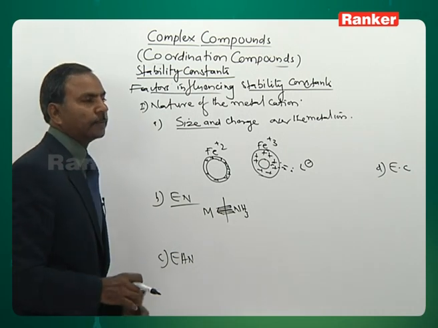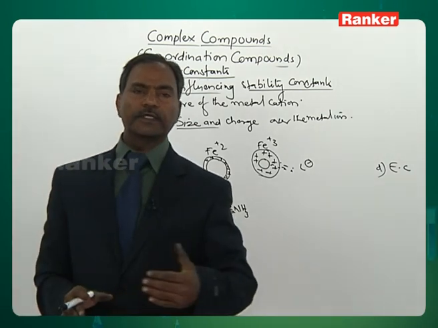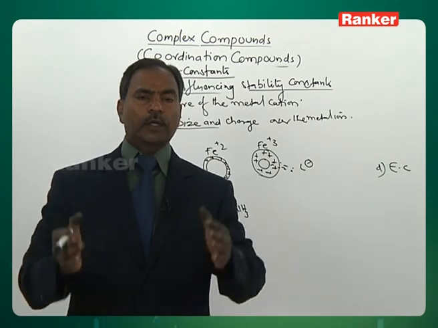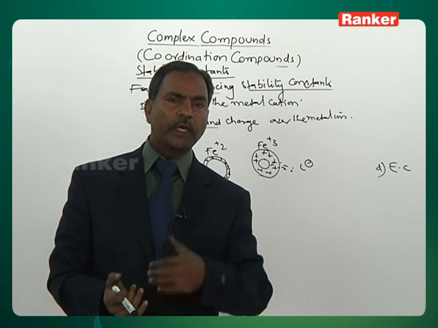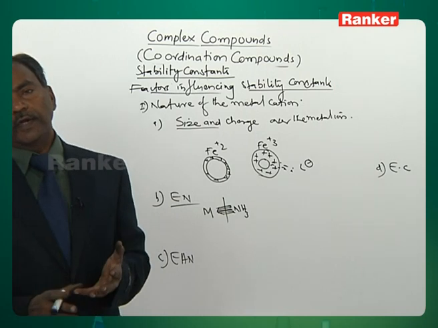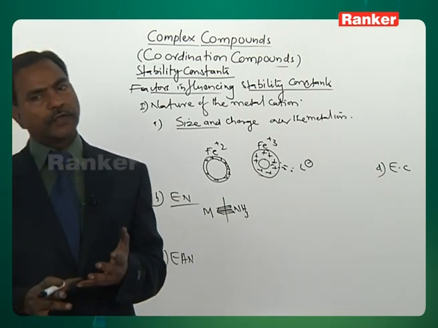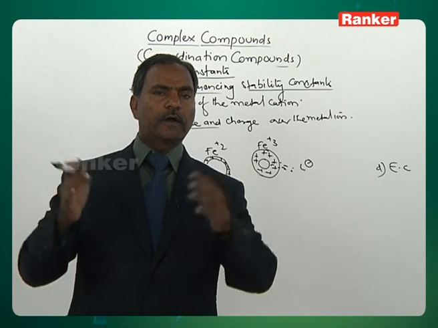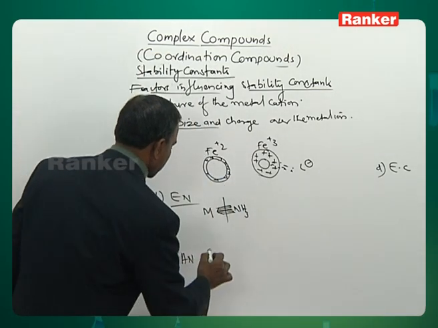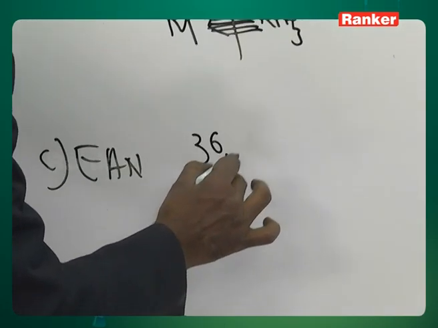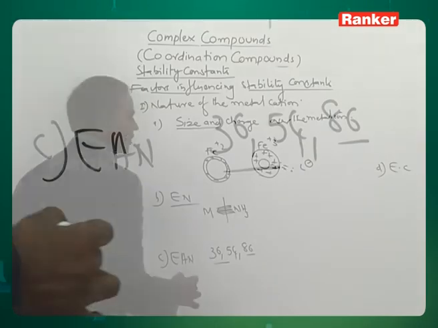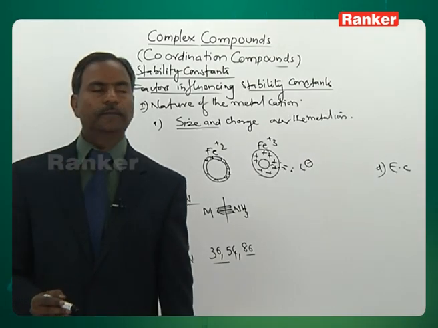Coming to the next, EAN. Recollect again Sidgwick's theory, which we have discussed in the other classes. We have already completed that. A complex obeying EAN means the complex has EAN of either 36, 54 or 86. Such a complex is found to be more stable. So the complex obeying EAN, having EAN of either 36, 54 or 86, is found to be more stable.